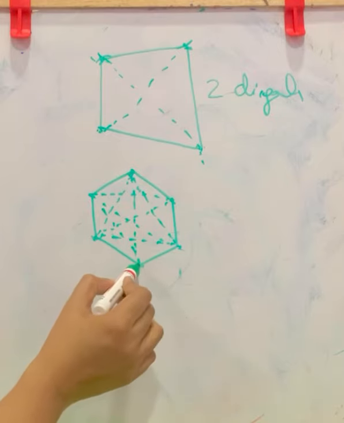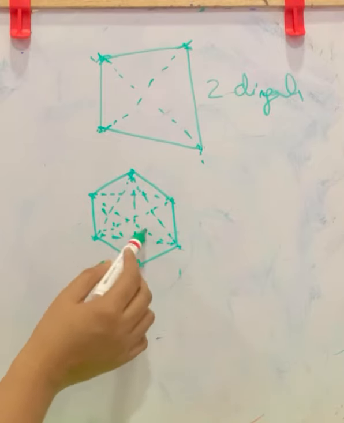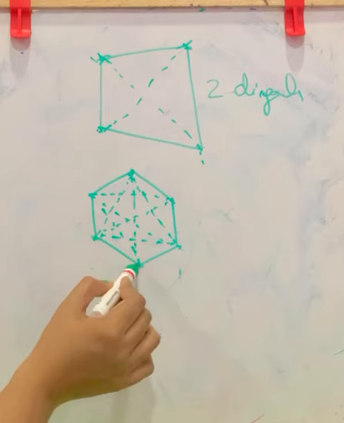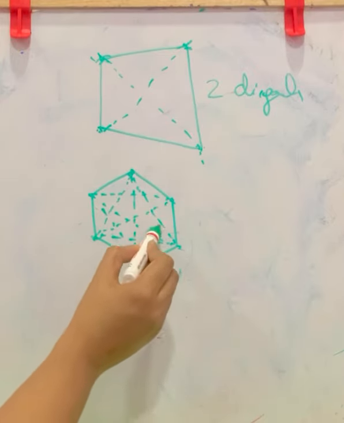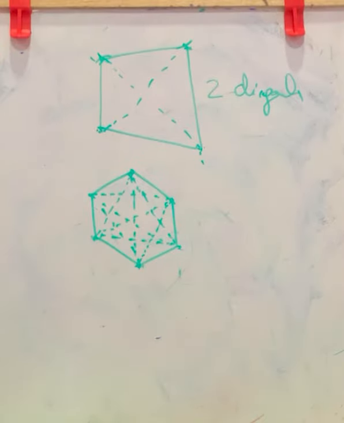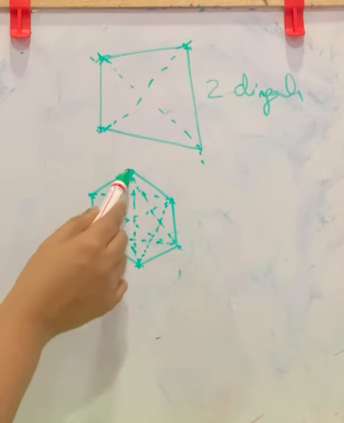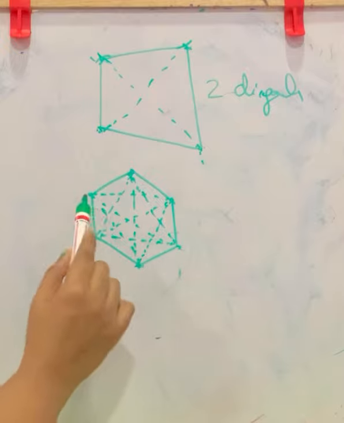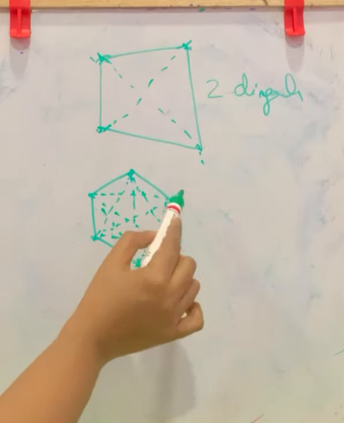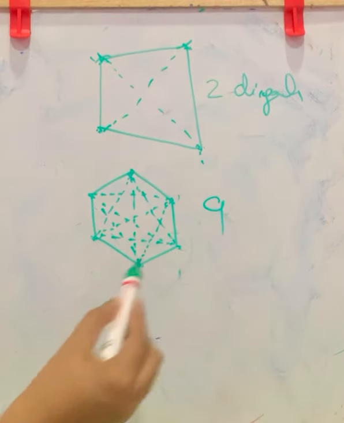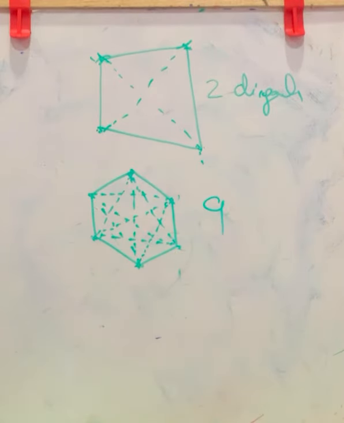Now from this point, 7 and 8 we have already drawn. Now from this point we have already drawn 2 diagonals. Now the third one is this, that is 9. So total how many diagonals? 1, 2, 3, 4, 5, 6, 7, 8 and 9. So total 9 diagonals are there. In a regular hexagon we have 9 diagonals.